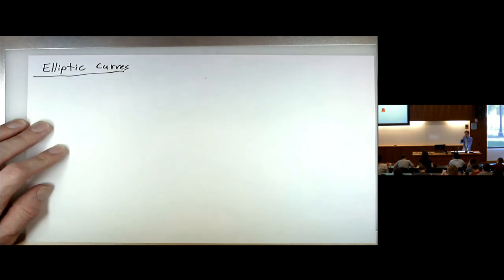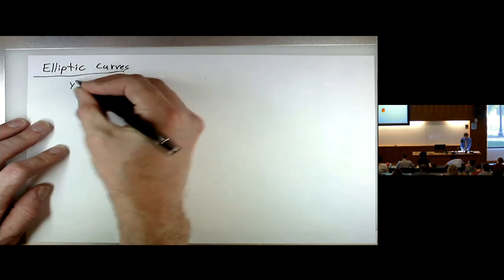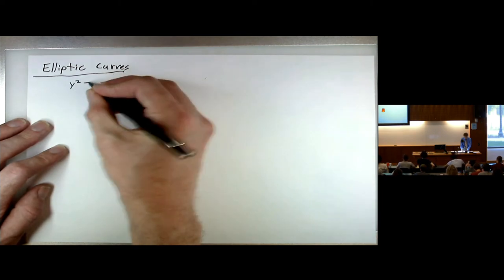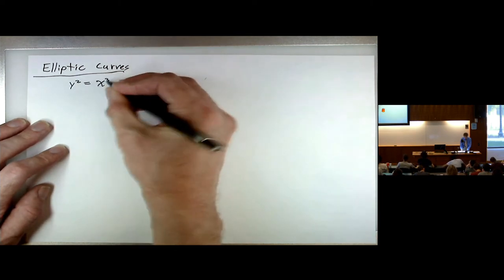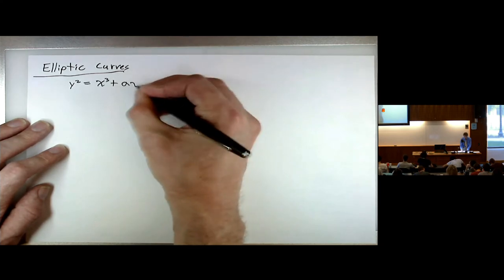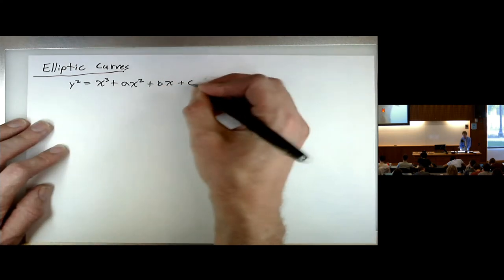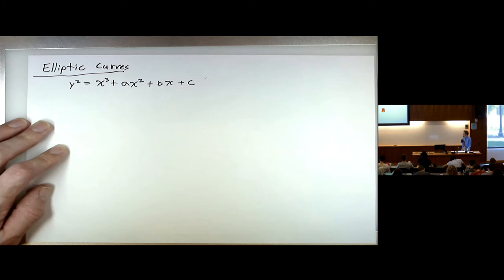So for the most part, we're going to be dealing with many kinds of different equations, but the simplest examples of elliptic curves, the classical examples, come from the form where you have y squared equal to a cubic polynomial. You might also want to assume that the roots of the cubic are distinct, otherwise you're not going to get an elliptic curve.